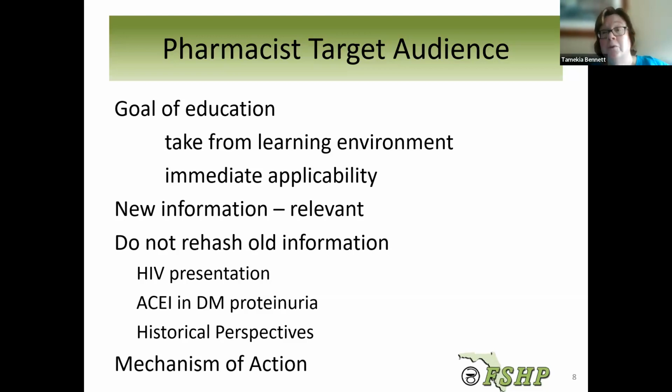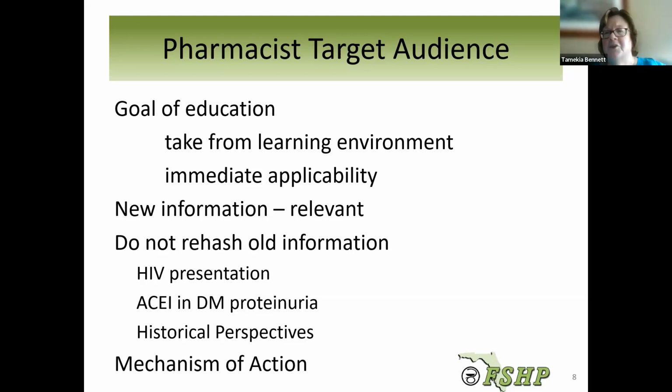If you give me new information and I'm not going to use it right now, I'll put it aside, but I'll remember that you gave me that information, and I'll go back and look at it at the time I have a patient. So the whole goal of pharmacist education, from students or from residents, is to take from the learning environment back to our places of work and apply it. So we want to know new information, things that are relevant. We don't want to know old information.